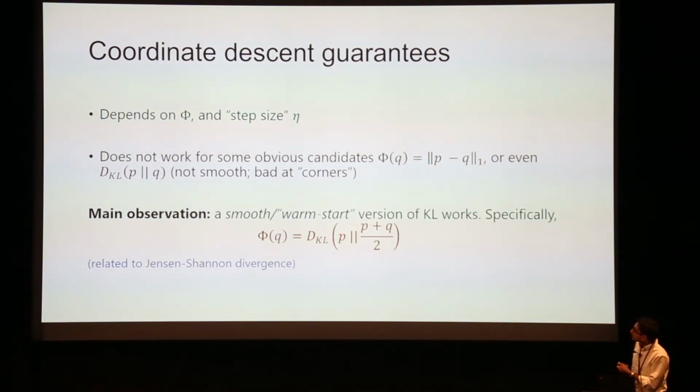So what does work out, with a little bit of manipulation, is a smooth version of KL divergence. Okay, so what we show is if you set phi to be the KL distance between P and (P plus Q)/2, okay, so this is the midpoint between P and Q. This is one half of what is called a Jensen-Shannon divergence, for those of you who know. So this one avoids this problem of being bad at corners, and then you also get a reasonably good guarantee using this. Okay, so that's the main claim that we will end up proving.